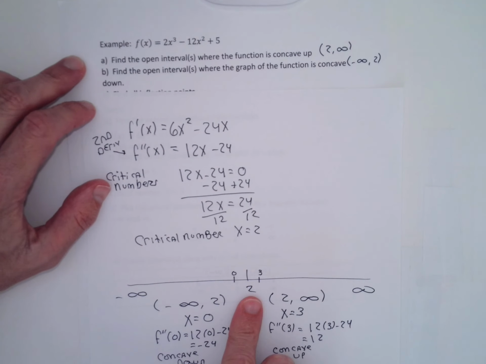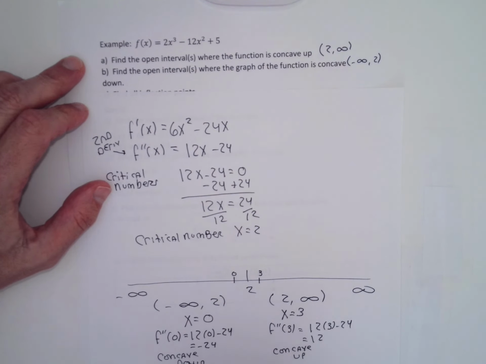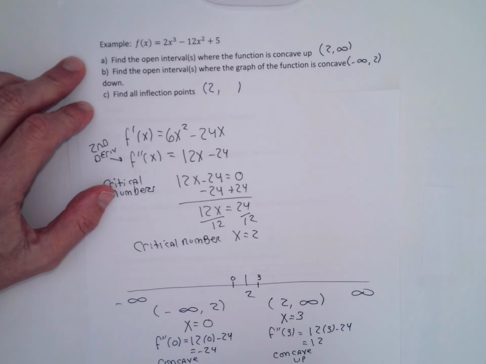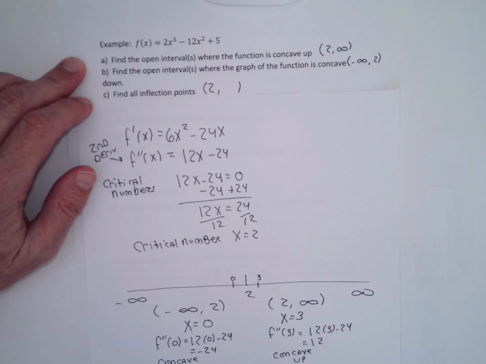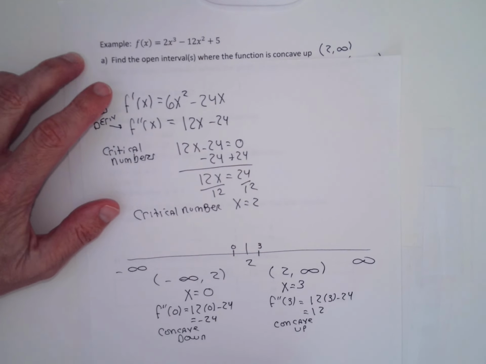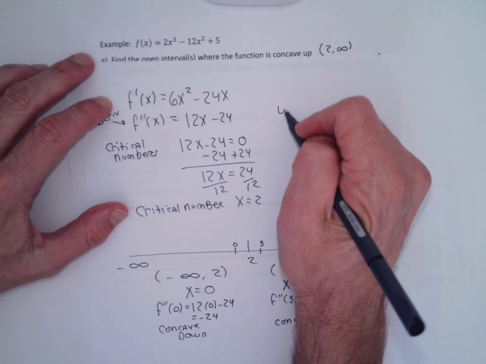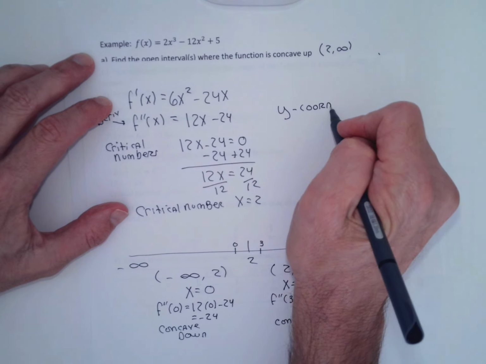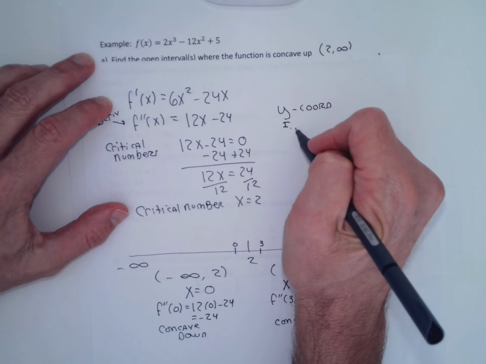Because it's changing concavity and the graph exists or is continuous at x equal to 2, I have the x-coordinate of the inflection point and I don't have to separate it into a special kind. Now I just need to get the y-coordinate of my inflection point. So to get the y-coordinate of my inflection point, I have to use the original function.